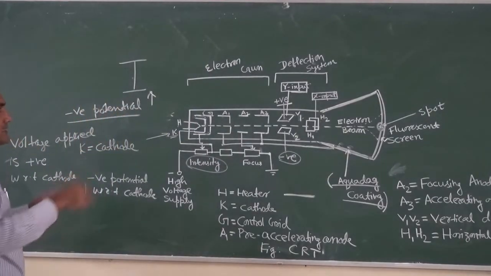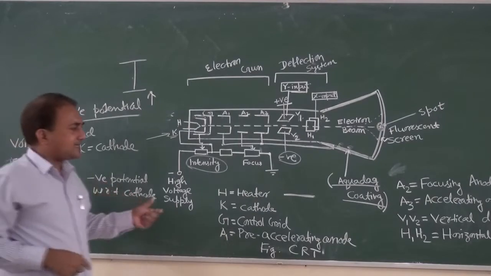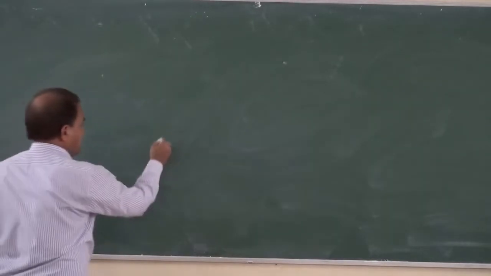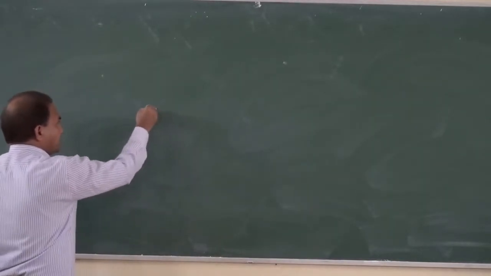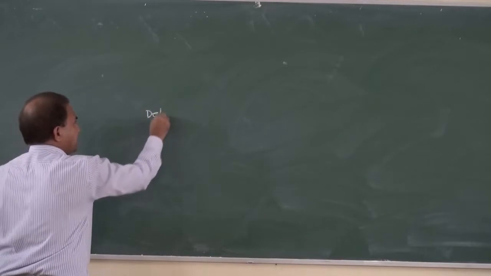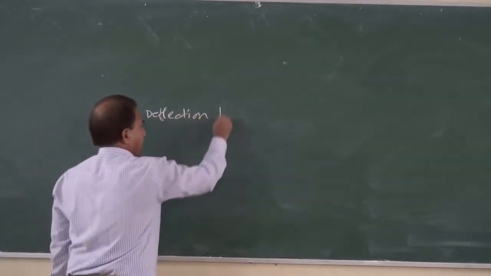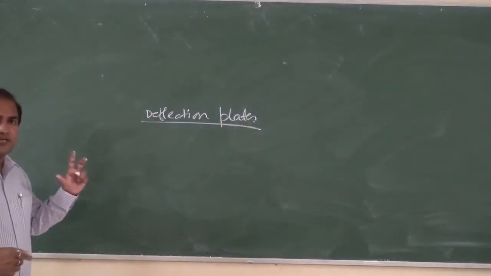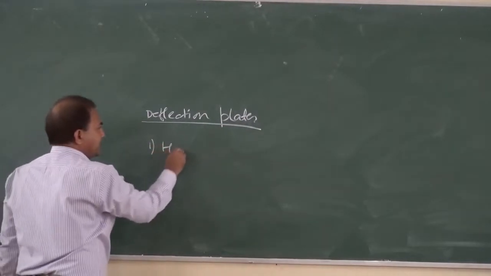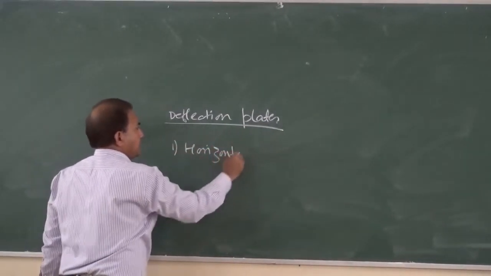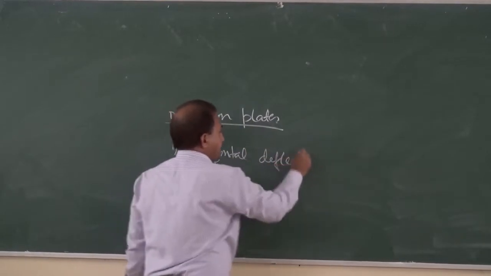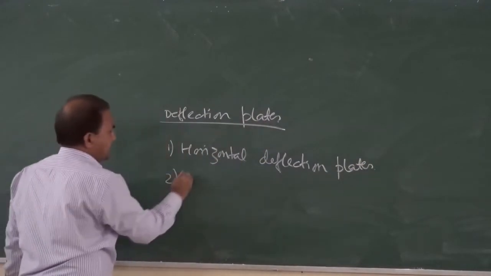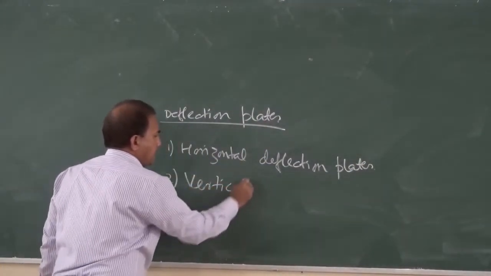Okay. So this is all about the CRT, that is, the cathode ray tube. CRT is the heart of a CRO. So we can see that in CRT, we are using two deflection plates. First is the horizontal deflection plate, and the second one is the vertical deflection plates.